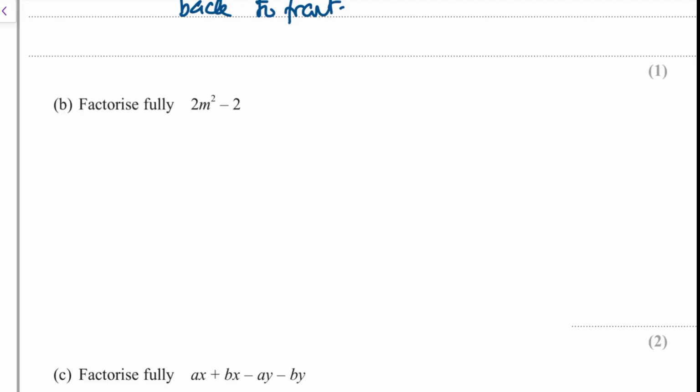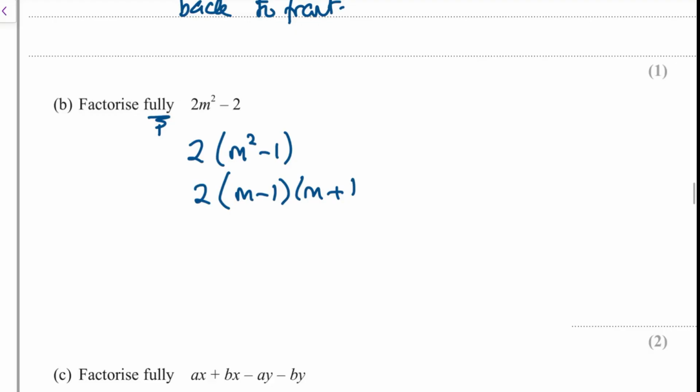Next question. Factorise fully. Now, the word fully is a little bit of a clue that it's not going to be just one thing. There's going to be a couple of things that happen here. So I can see that I can take out 2. It's going to be that. And of course the thing you're supposed to recognise is this is difference of 2 squares. So m plus 1, m minus 1. Done. Can't factorise any more than that.